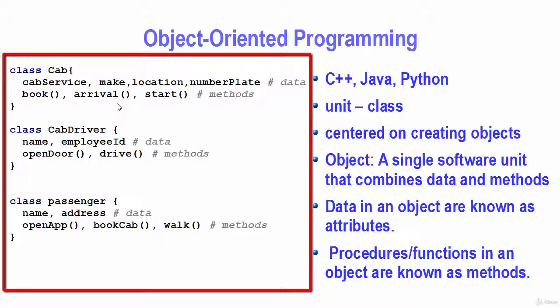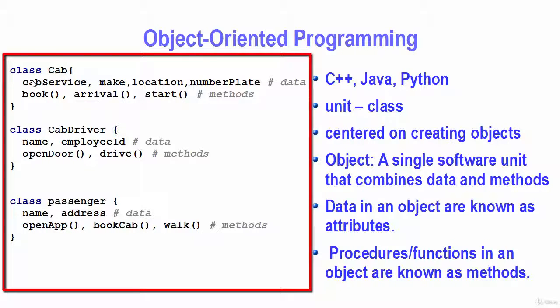So first of all, what is a class? A class refers to a blueprint in which we can have data and methods. Okay, so for example, for our cab class, what attributes can this cab class have?